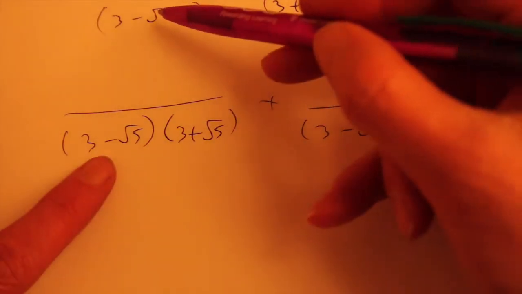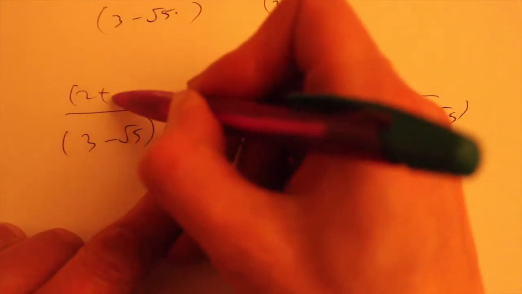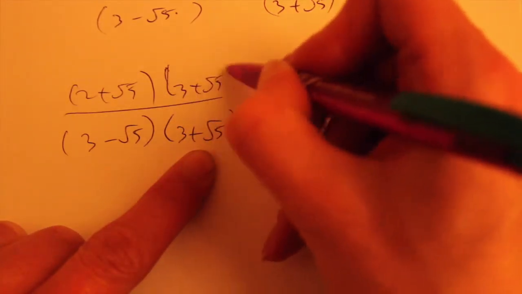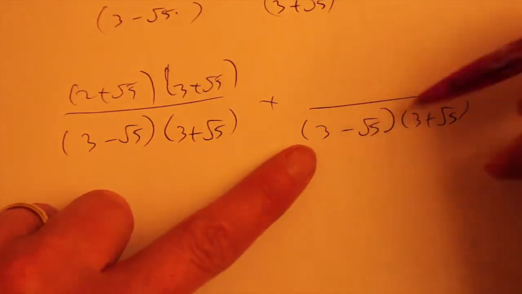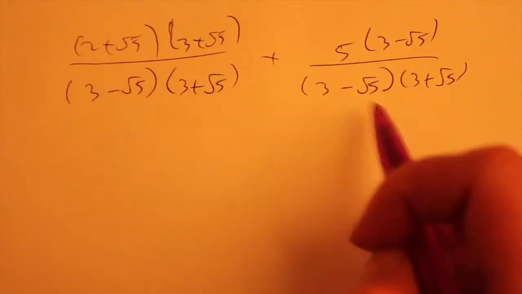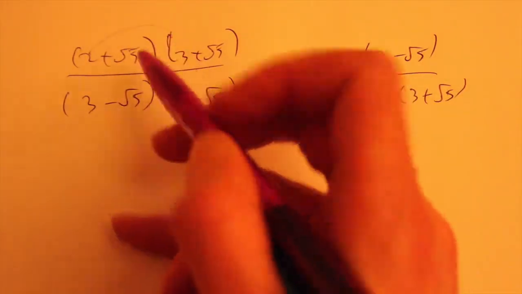To change this bottom into this, we need this extra term on top. Because there's more than one term on top, put brackets round it. So it's 3 add root 5. On this side the extra is 3 minus root 5. So put that on top. Once the bottoms are the same, you can add the tops. So we'll multiply them out and add them together at the same time.